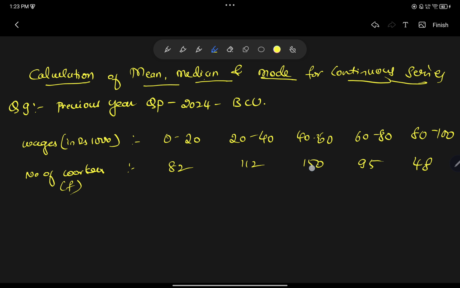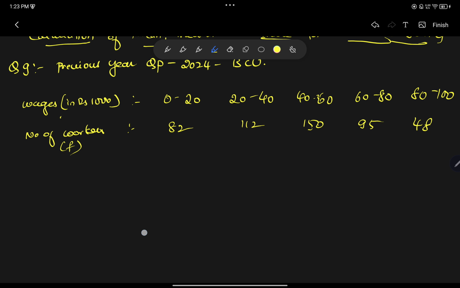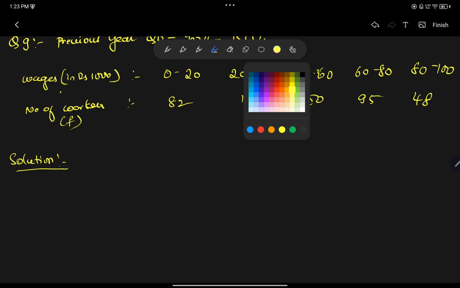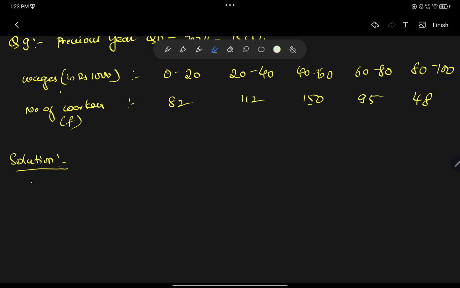We have to observe here if they have said more than or something. They have not said more than, so it is a direct and easy method. They have not twisted the question, they have directly given it. Solution: first, we need to write the classes.